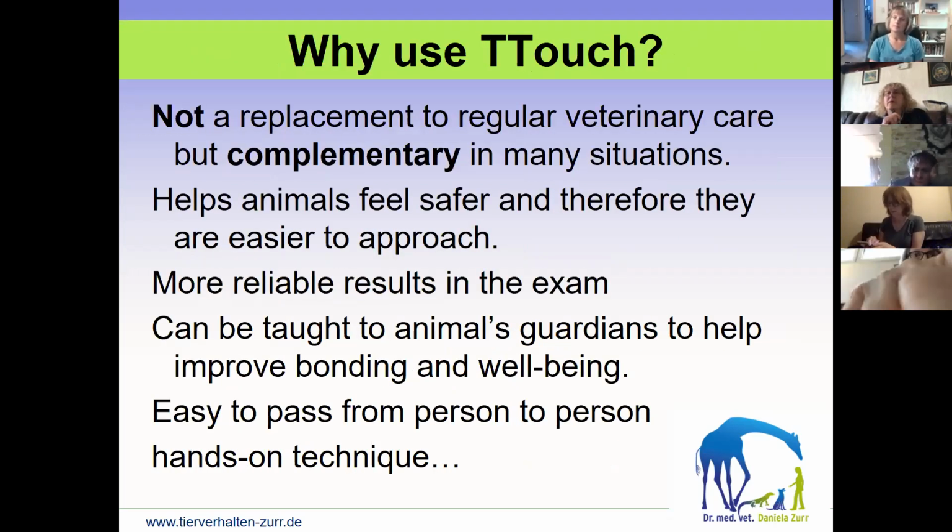So if I summarize, why should veterinarians use TTouch? Because it's not replacing regular veterinary care, so it's not kind of taking money away because they don't need to do their job anymore, but it's complementary in many situations. And if animals feel safe, they are much easier to approach. And there's one aspect I just added, so it's not in your PDFs.